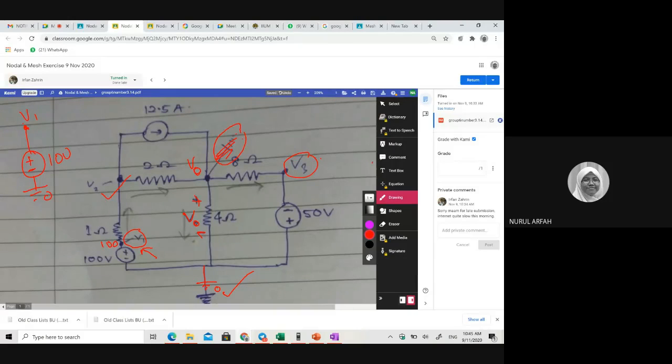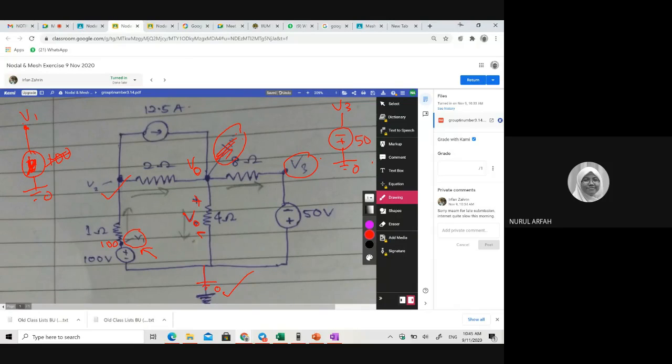Anyone? Okay, 50. Are you sure? Let me change the... Alamak. How do I erase this? Okay, never mind, let's make a new one. This is negative, this is plus. 50 here, ground, reference point here, and this is V3. What do you think?